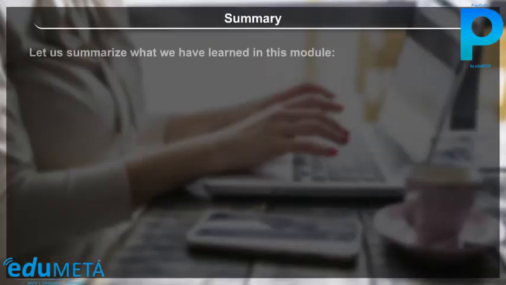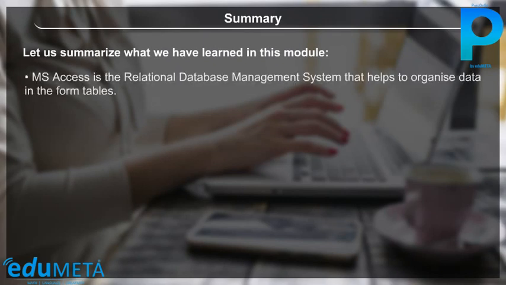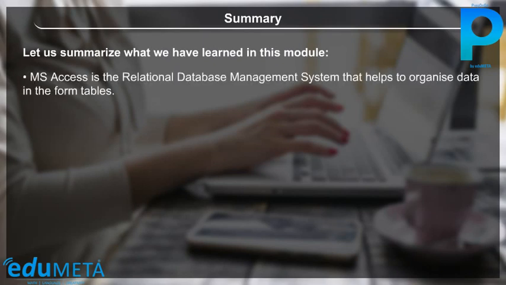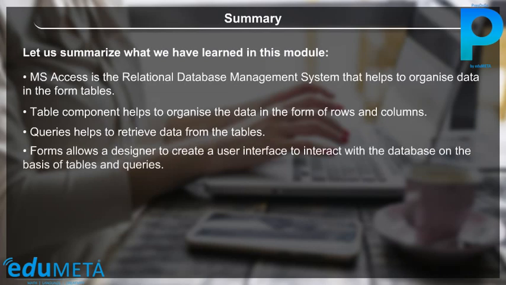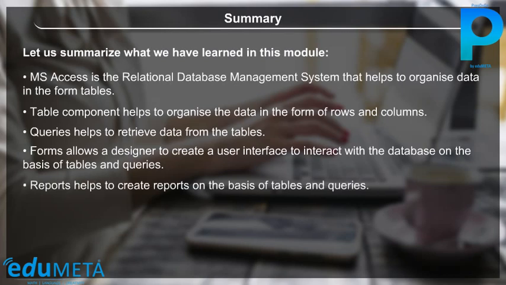Summary. Let us summarize what we have learned in this module. MS Access is a relational database management system that helps to organize data in the form of tables. The table component helps to organize the data in the form of rows and columns. Queries help to retrieve data from the tables. Forms allow a designer to create a user interface to interact with the database on the basis of tables and queries. Reports help to create reports on the basis of tables and queries.